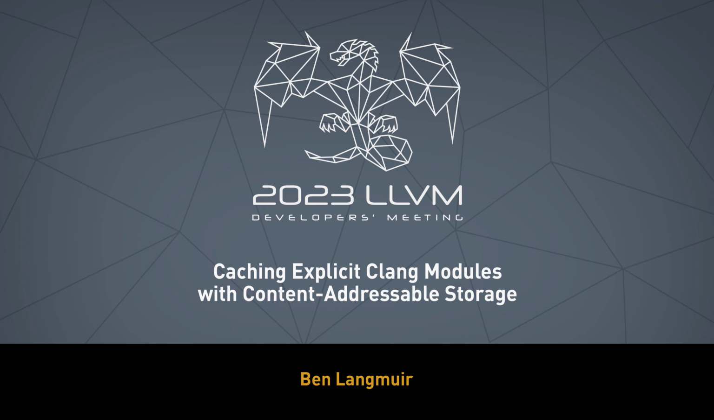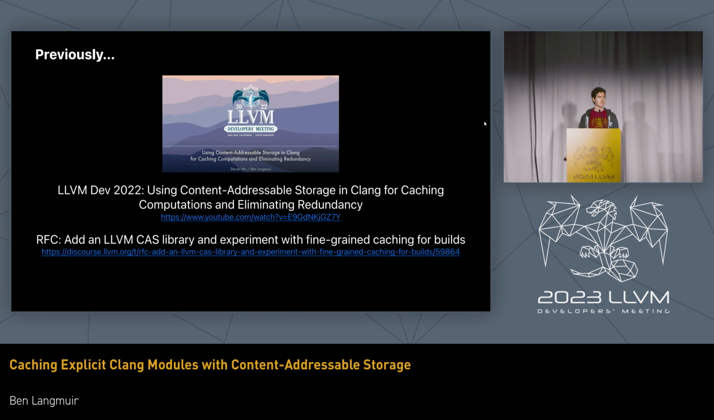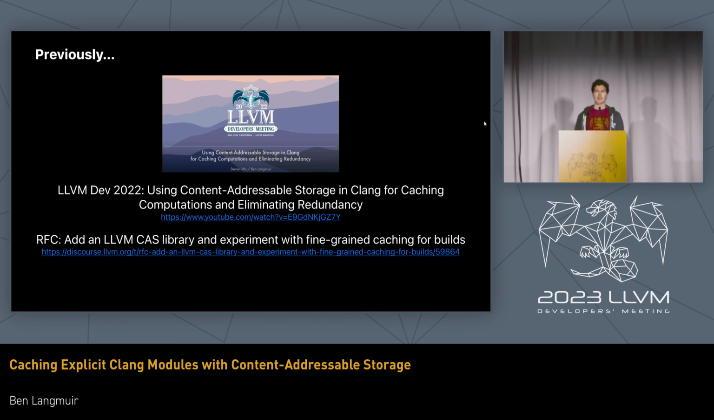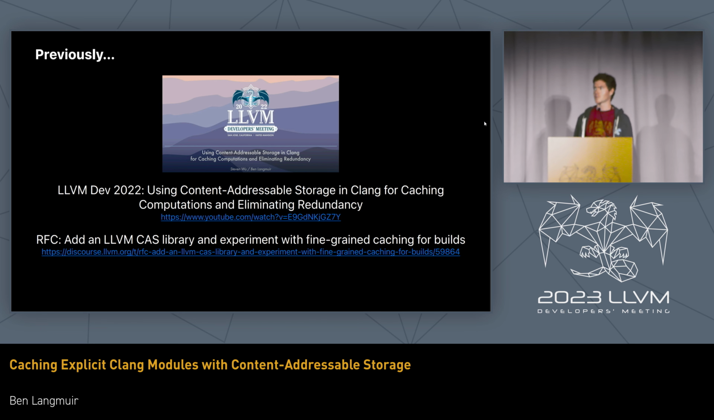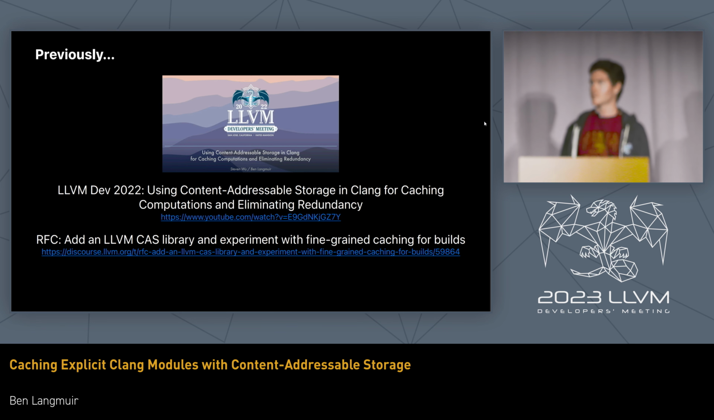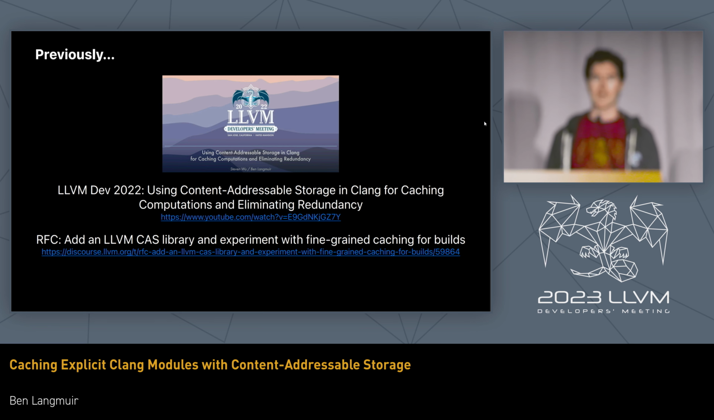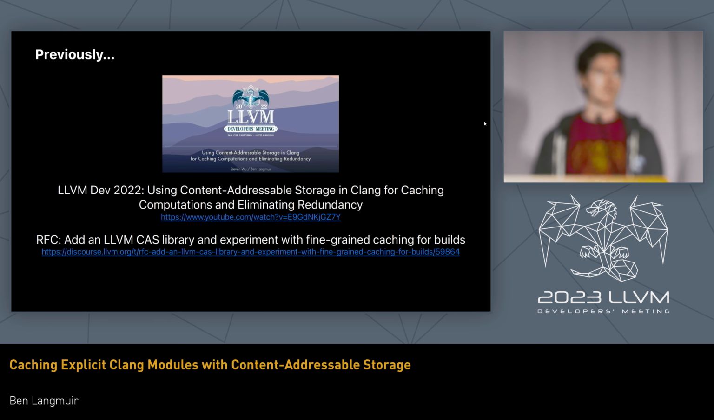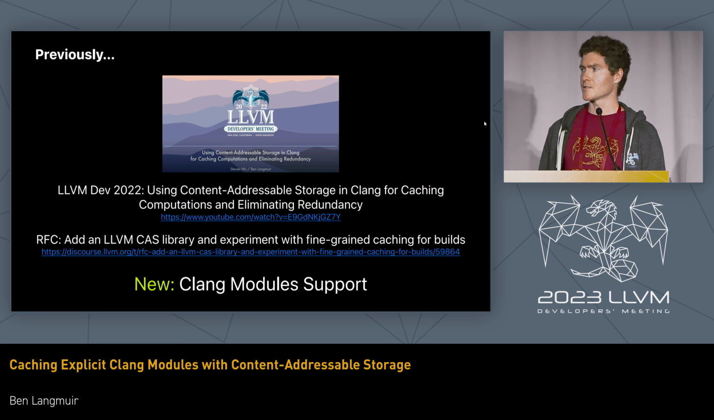Thank you. My name is Ben Langmuir, and I'd like to talk to you today about caching explicit Clang modules using content-addressable storage. Last year, my colleague Stephen and I talked about adding a content-addressable storage library to LLVM and using it as part of a caching system. In particular, we talked about a system for caching whole Clang compilations. This is similar to a tool like Ccache, but done inside the compiler, allowing us to do it with improved soundness and performance. This year, I'd like to talk about how we extended that system to support Clang modules.